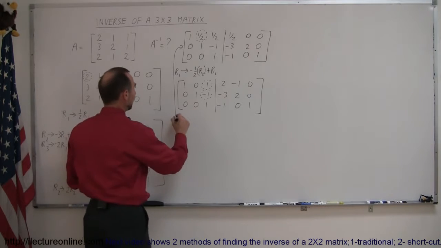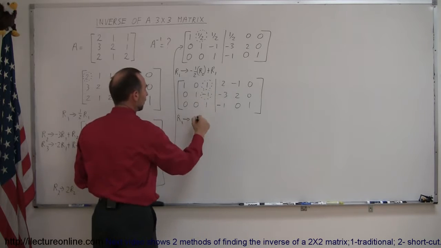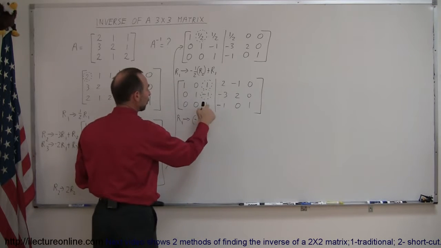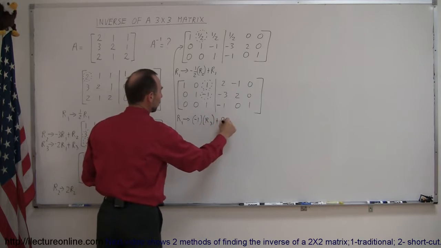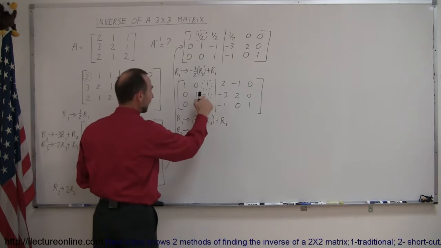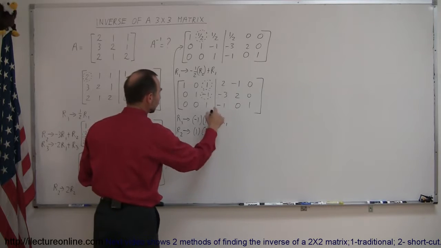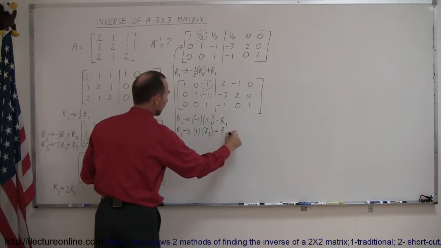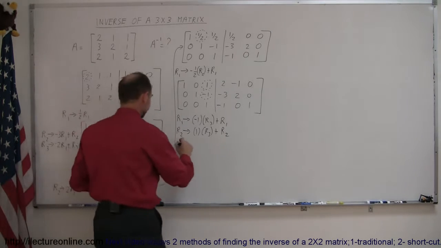So again, you're going to take R1 and replace it by the negative of this number, negative 1, times the row with the 1 in it, which is row 3, and add it to the original row 1. And for the second row, you're going to take the second row and replace it by the negative of this number, which is a positive 1, times the row with the 1 in it, which is R3, and add it back to the row that you're trying to eliminate the number of, R2. All right, let's go ahead and do that.